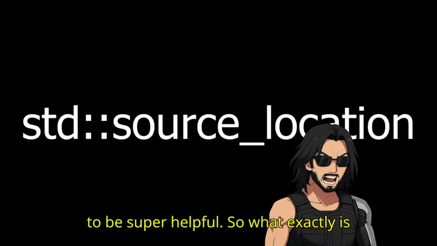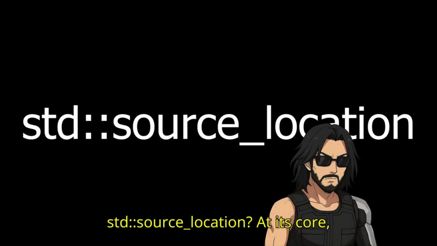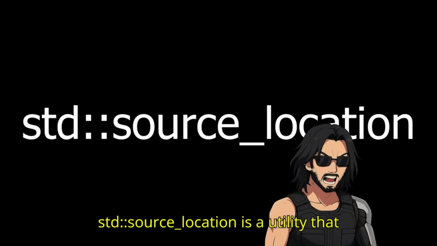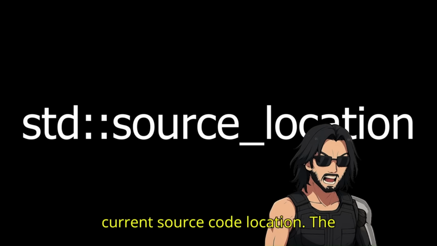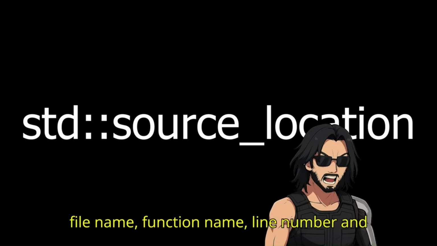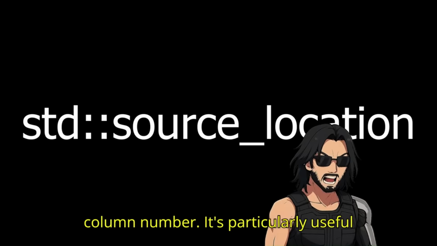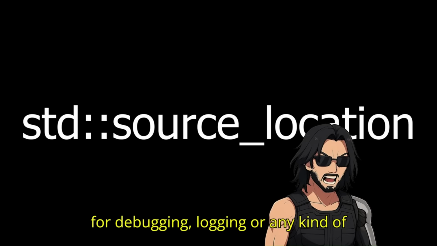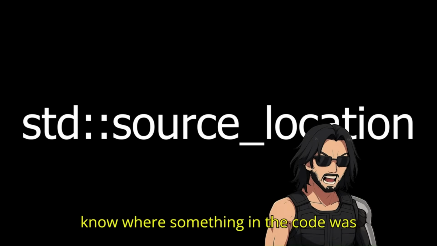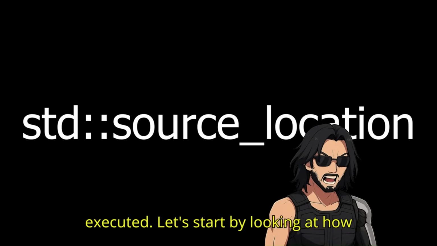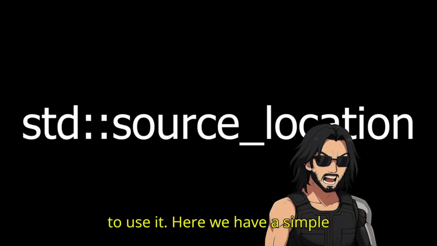So what exactly is std::source_location? At its core, std::source_location is a utility that allows you to get information about the current source code location. The file name, function name, line number, and column number. It's particularly useful for debugging, logging, or any kind of diagnostic information where you need to know where something in the code was executed. Let's start by looking at how to use it.